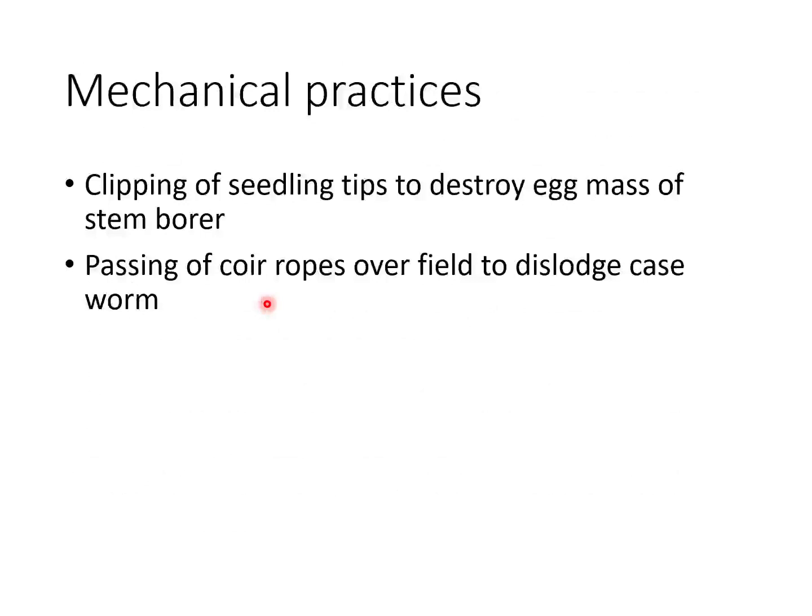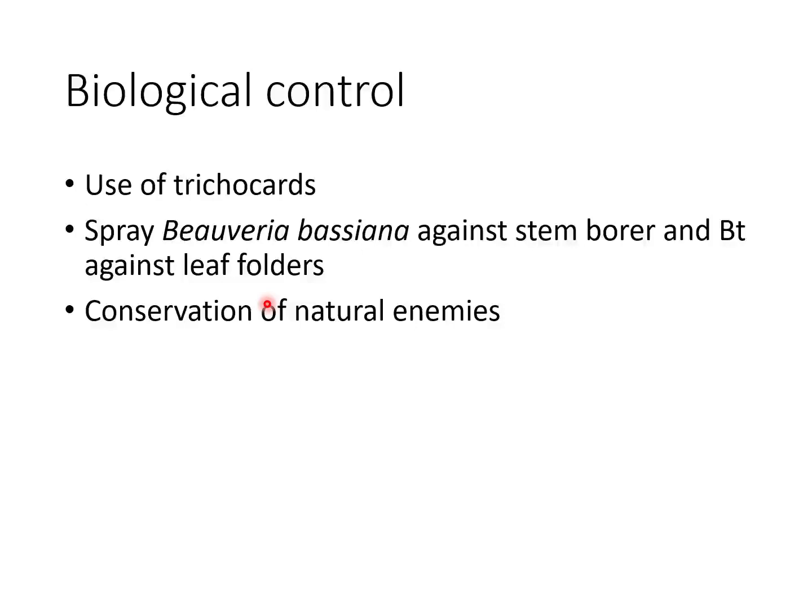Coming to the mechanical practices, in order to remove the eggs of stem borer laid in the nursery, clip the seedling tips. And for dislodging the caseworm larvae from the plants, pass ropes dipped in kerosene over the plant. So that we have studied in the case of caseworm. Then coming to biological control, use of trichocards, I have just described. If you are writing the essay, you have to describe the species: Trichogramma japonicum against stem borer, Trichogramma chilonis against leaf folder, and how the trichocards are installed, what is the rate, what is the interval, everything should be described properly.